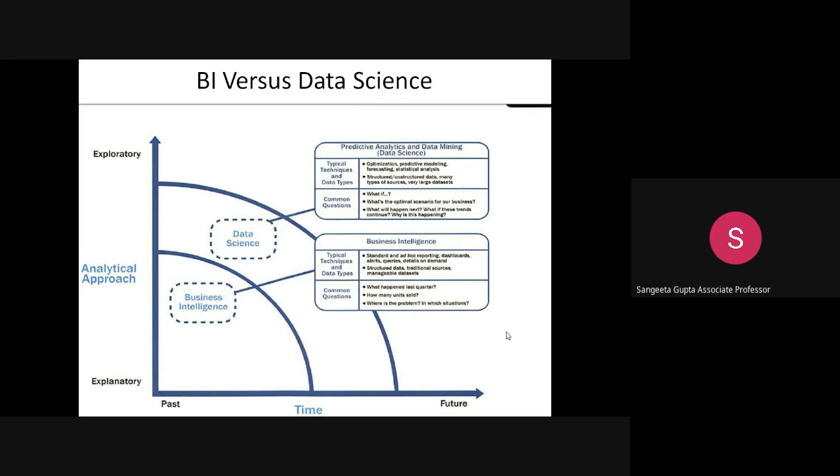Hope all these things are clear, Hannah. You understood the difference between business intelligence and the significance of data science. Shall we proceed?